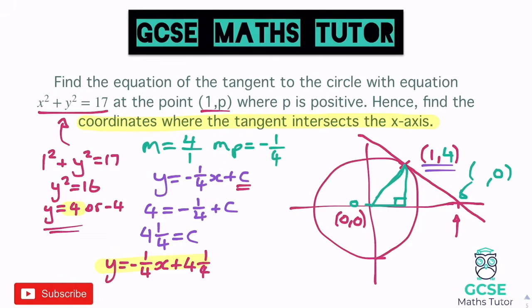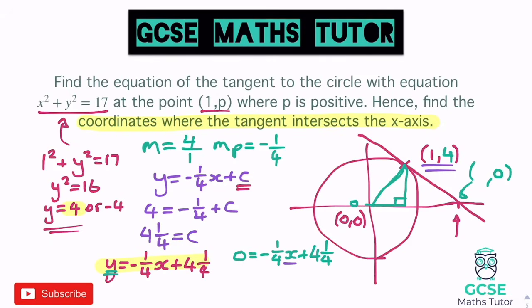And because we know that we can sub 0 in place of y here in our equation. If we do that, so we know y is 0, we can have 0 equals minus a quarter x plus 4 1/4. There we go. We can only do that because we know the y coordinate at that point. Now we just have the one unknown in our equation, this value of x, so we can try and solve this for x.